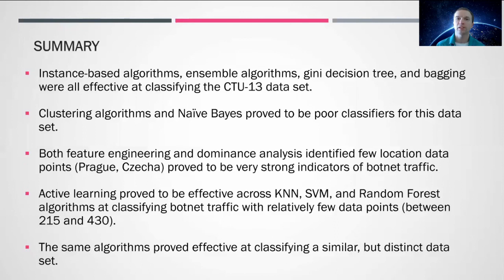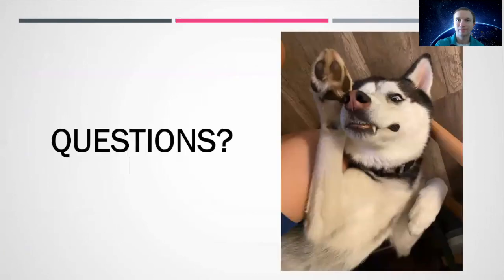We also learned that active learning can be effective at boosting certain algorithms in their overall accuracy scores with relatively few data points, between 215 and 430. Finally, we discovered through the bonus question that another portion of the CTU13 dataset could be effectively classified with the techniques we employed. And with that, we would be happy to take your questions on Slack.